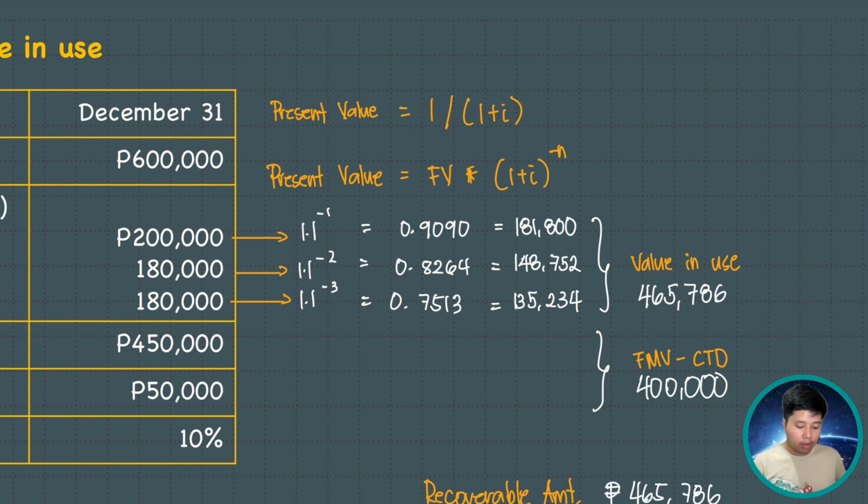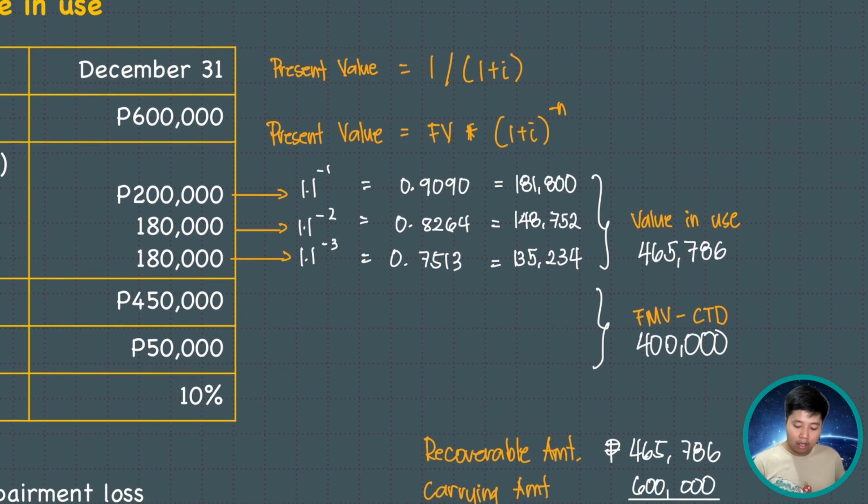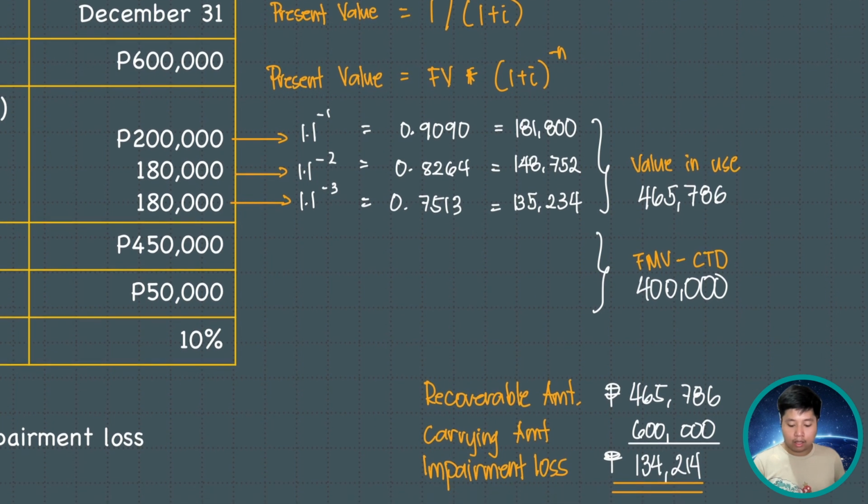181,800. For year 2, we will get 148,752. For year 3, 135,234. Then we will total all of those numbers to get the value in use amounting to 465,786. Then we will compare the value in use to the fair market value less cost of disposal. Our fair market value is 450,000, then our cost of disposal is 50,000 pesos. We will get 400,000 pesos.